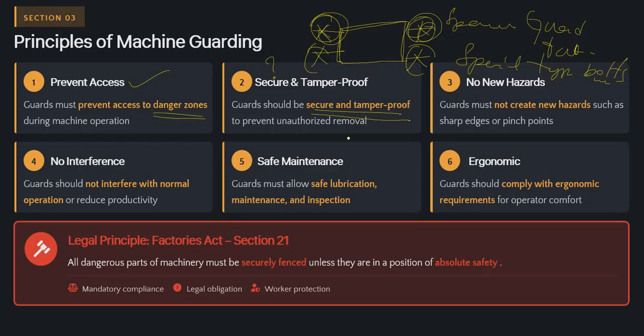And no new hazards. So you already keep on guard. Already placed on guard, and you should not create any kind of other hazards like sharp edges, or I can say heavy guards. You should avoid that. So that is another principle of machine guarding, and this is the key one also. Because if the guard is heavy or creating some kind of cut injuries, people will bypass that or they will remove that guard.